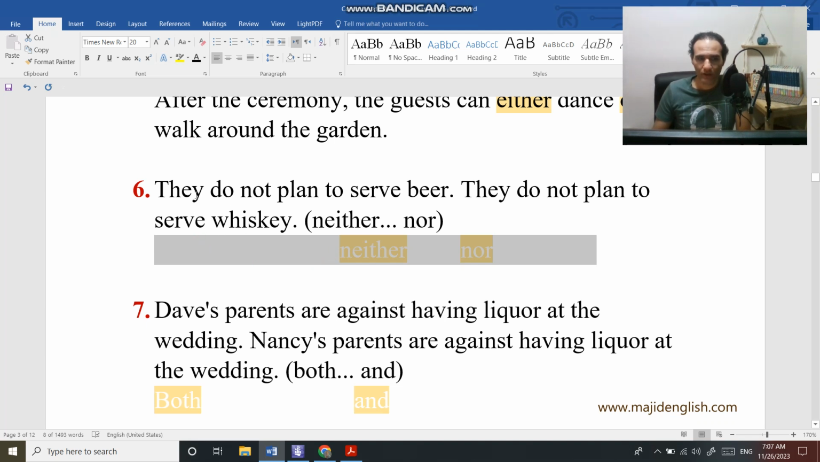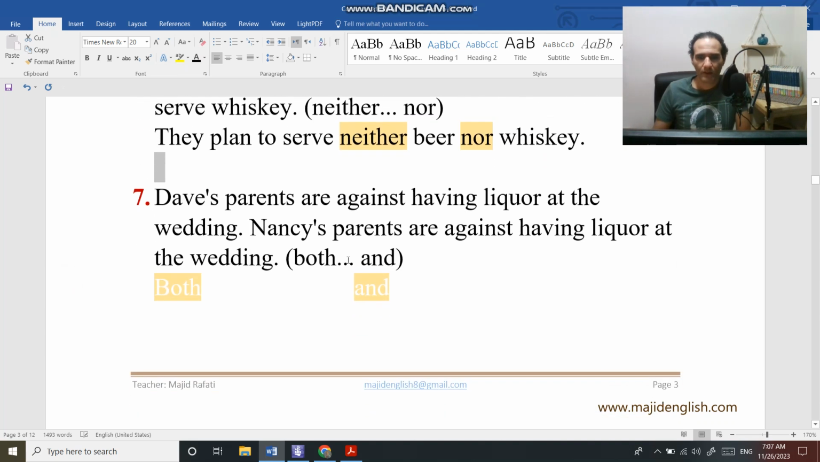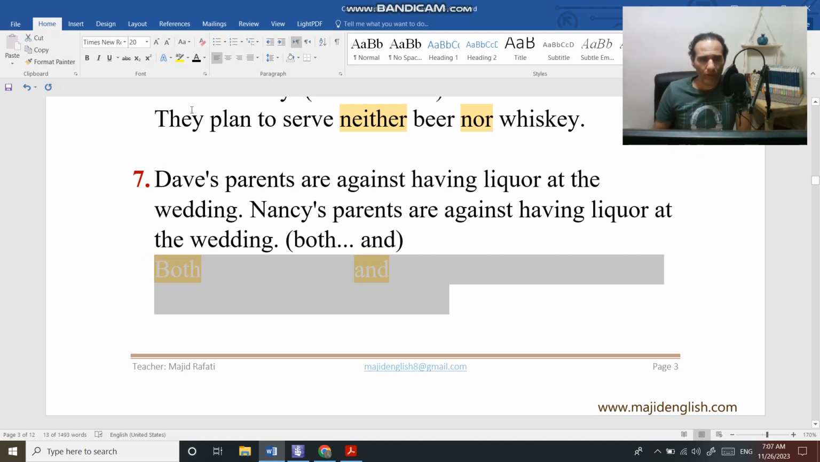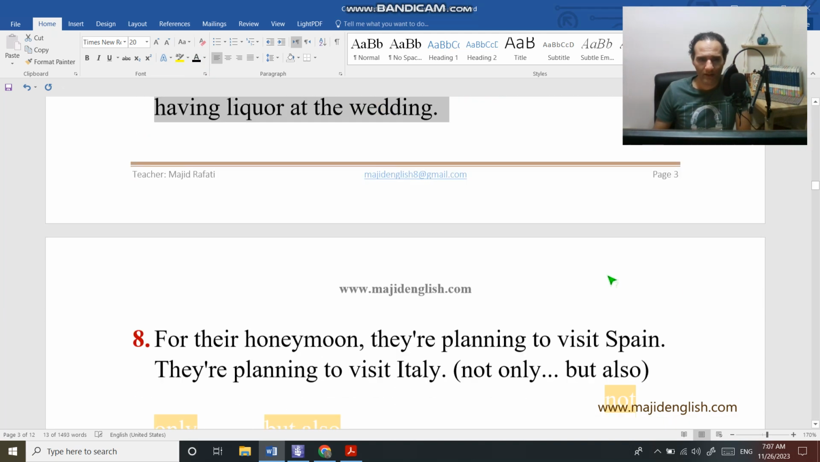So here you say they plan to serve neither this one nor that one. And here it means they are not going to do either of them. Dave's parents are against having liquor. Nancy's parents are against having liquor. So both of these parents, both Dave's parents and Nancy's parents, are against having liquor.